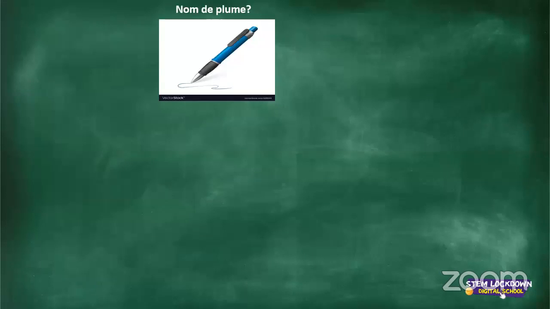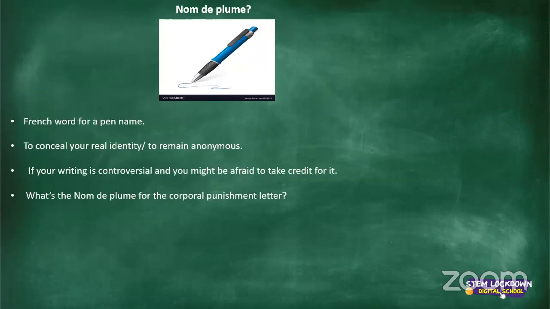Nom de plume. Okay, so you have never heard of the word nom de plume. Nom de plume is a French word for a pen name. It was used to hide the identity of the writers or authors. So it is used to conceal your identity to remain anonymous. Basically, it's what's written instead of your name. In other letters, you would find anonymous. If your letter is controversial and you might be afraid to take credit for it, you use the nom de plume.